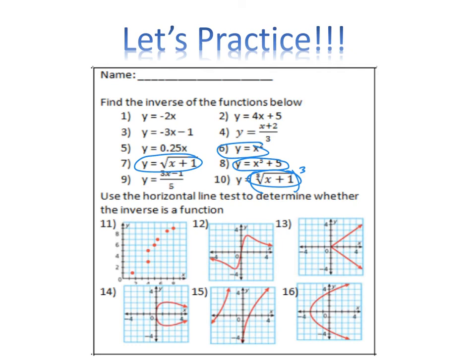Down on the bottom, practice ones, those are just simply a yes or no question just to determine whether the inverse is also a function. So that's when we do what's called the horizontal line test. So if it hits more than once, we would say no on those problems. So try your best on the practice.